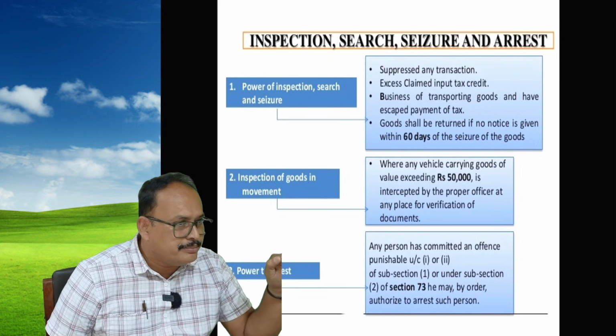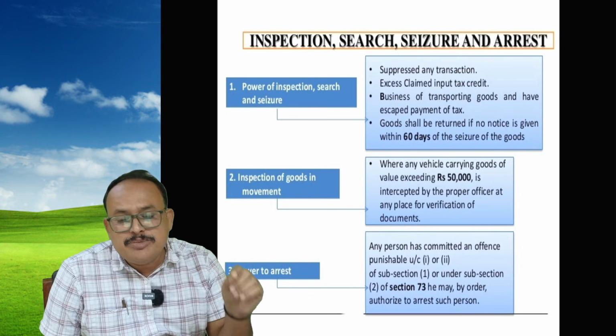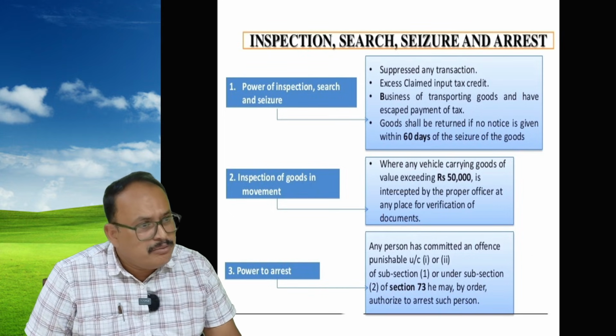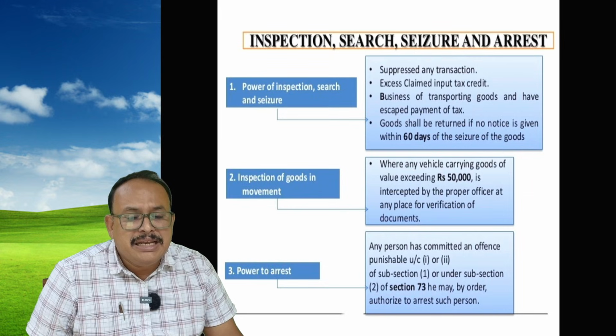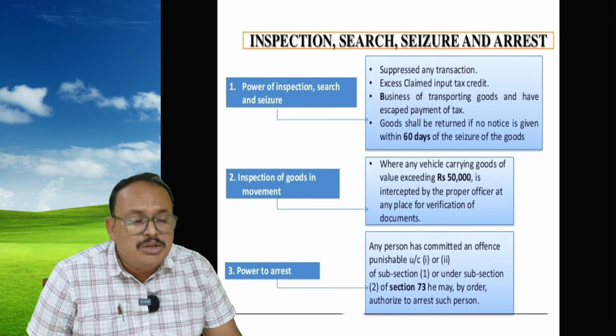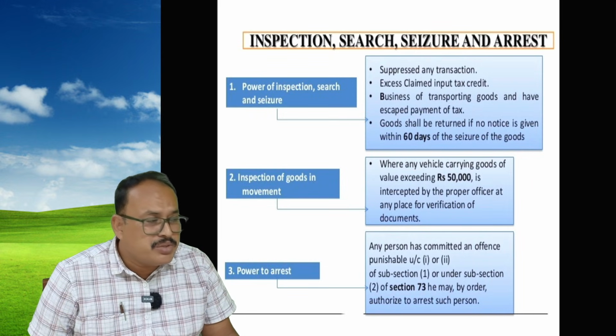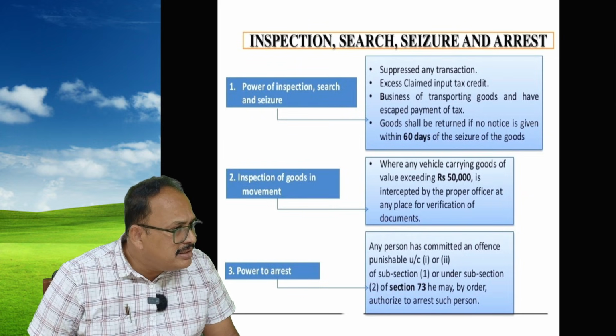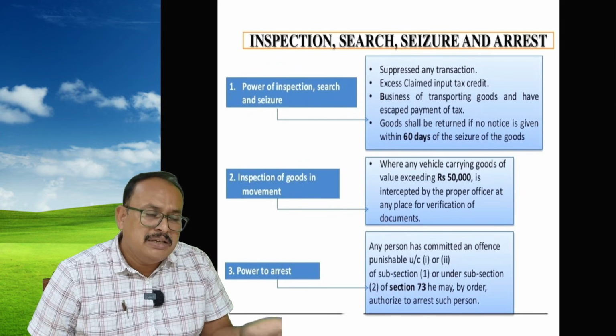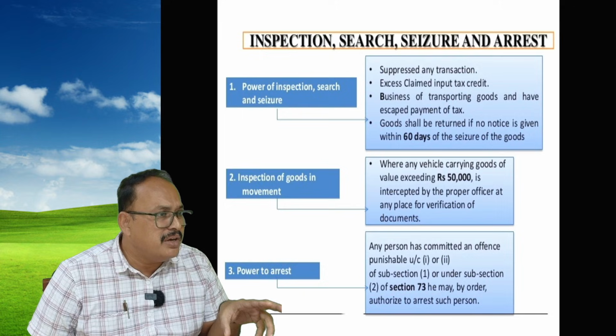Arrest is later on. Further, inspection of goods in movement is possible. When any vehicle is carrying goods whose value exceeds rupees 50,000, what is required? An e-way bill is required. If it is not there, the goods are liable for seizure.